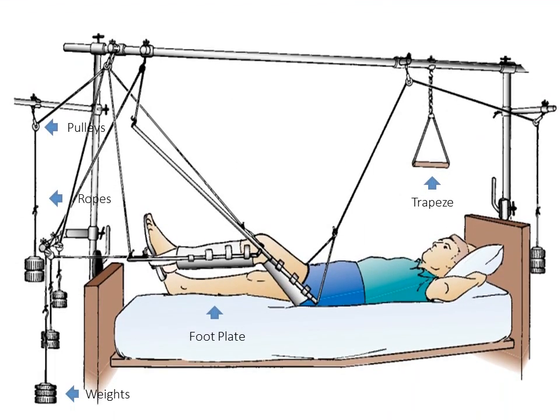This is the skeletal traction. We can see pulleys, ropes, weight, foot plate, trapeze. The foot plate is used to maintain the neutral position of the affected limb. Through the pulleys we are using weight. The rope goes through the pulleys and at the end of the rope the weight is hanging.